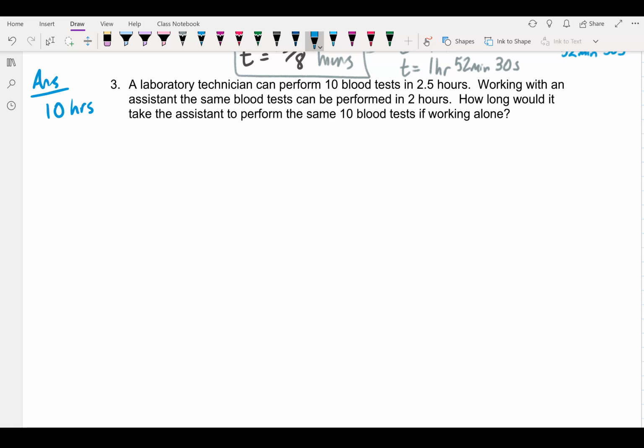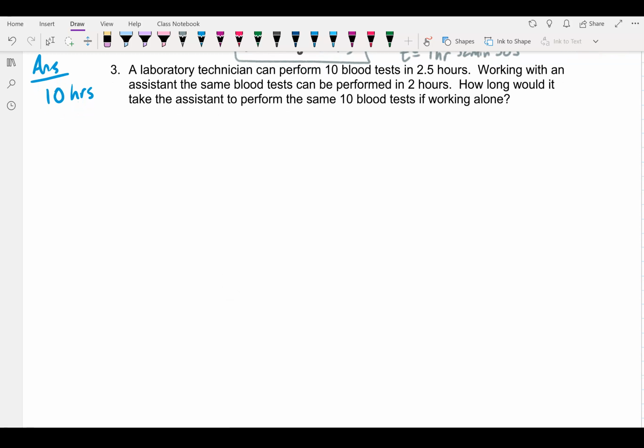Let's read the question. A laboratory technician can perform 10 blood tests in 2.5 hours. So 10 tests over 2.5. As a reminder, this is a rate. It's work over time. Work is the number of things you manage to accomplish, and time is the amount of, well, time it took to get that work done. I should have kept the arrow like it was. Okay, let's do it for the next case as well.